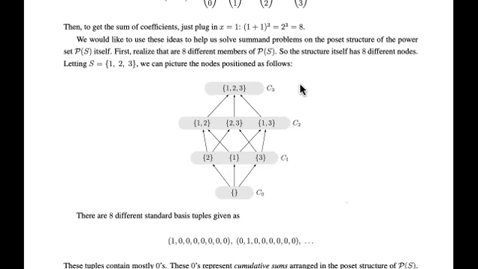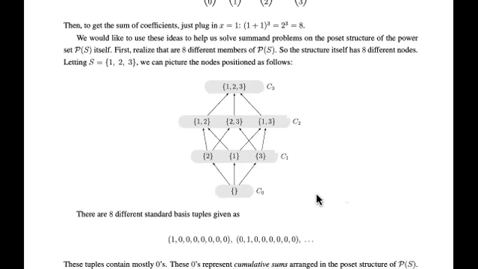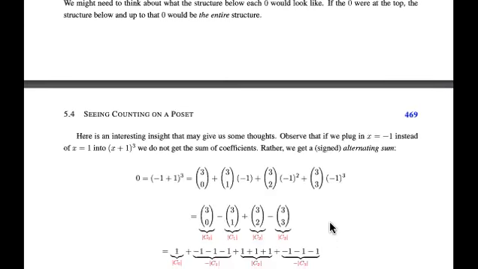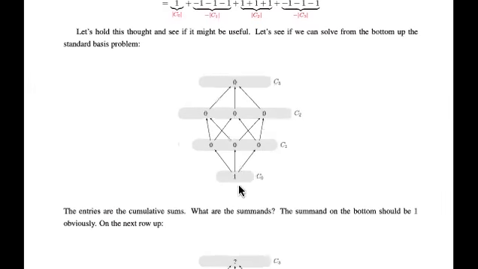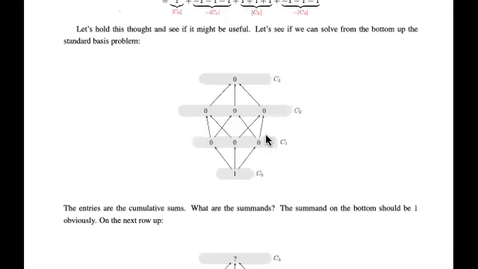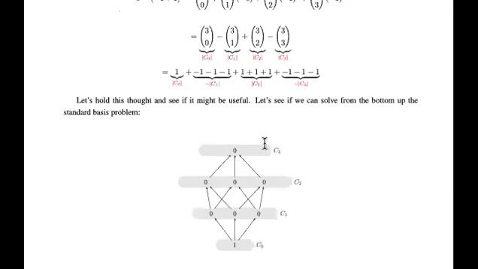Okay, all right, so we have 8 different nodes, and we're going to put them in our different categories here. There are 8 different standard basis tuples, with a 1 at a node and zeros elsewhere. Let's see if we have some pictures of these. So here's one, for instance, and this is one of the standard basis elements.